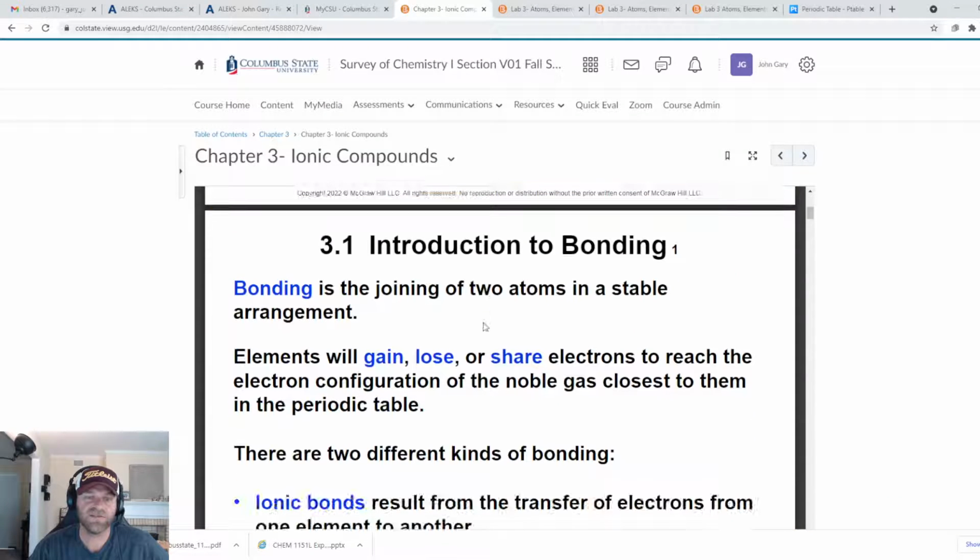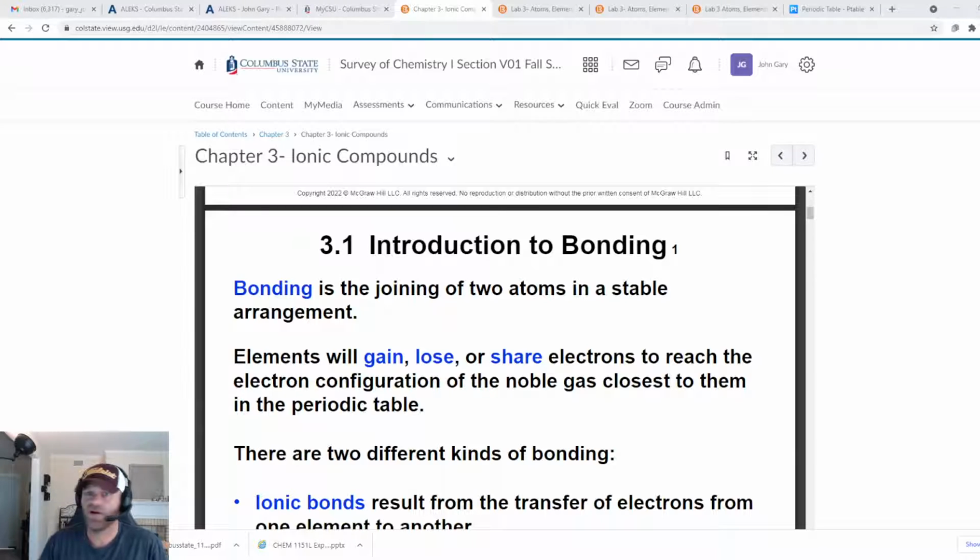And let's get into chapter 3. All right, so a lot of the things that we learned in chapter 2, like electron configuration, valence electrons, and Lewis dot structure, we're going to kind of use here to introduce bonding. So it's important that you already have that kind of base knowledge in place before you get here.